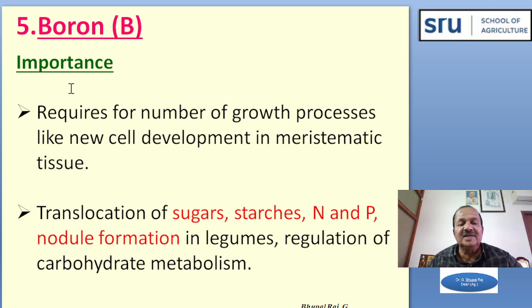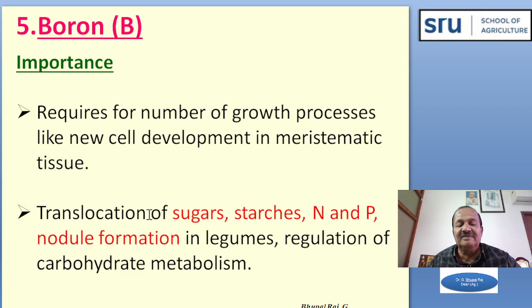So the importance of boron, if we see, it is required for a number of growth processes like cell elongation and cell development in meristematic tissue. That is the growing part, the edge of the plant, where meristematic tissue development is there. So their cell development is more, and there the boron requirement is more for that purpose.